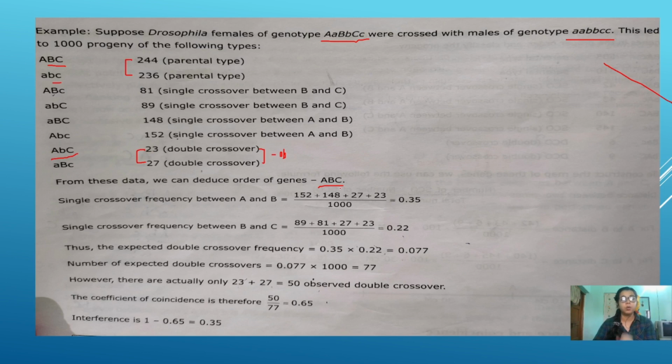Next, after finding the gene order, you need to find the single crossover between A and B and the single crossover between B and C.